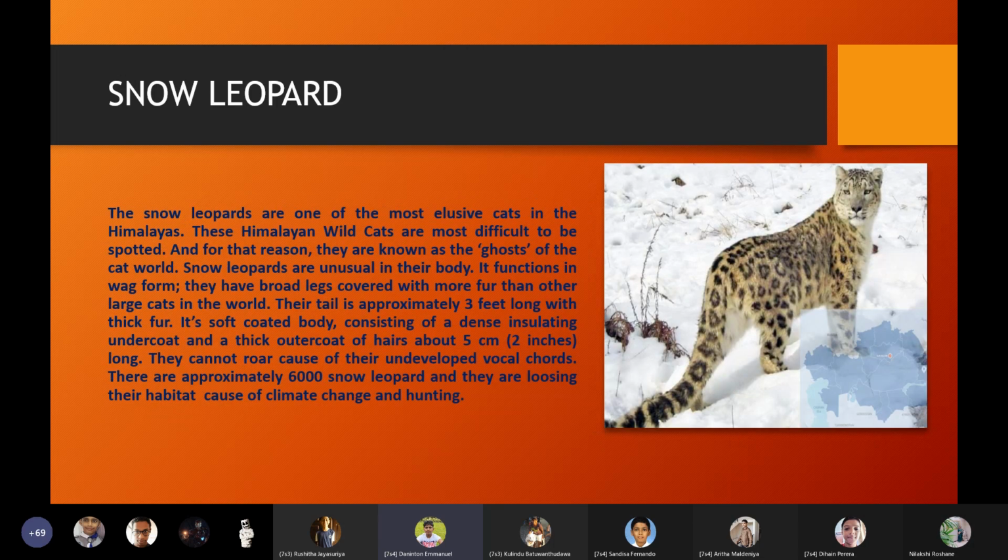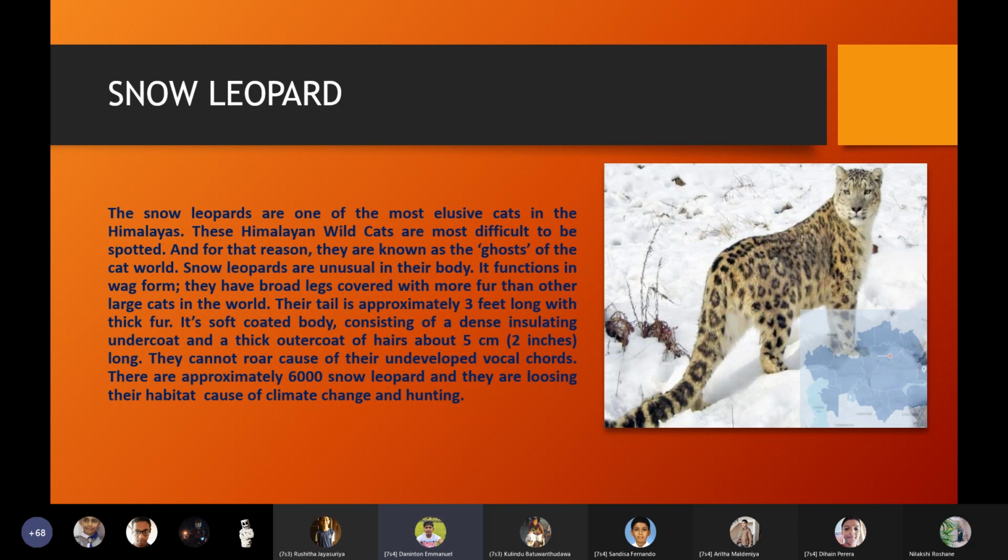The snow leopard is one of the most elusive cats in the Himalayas. These Himalayan wildcats are most difficult to spot, and for that reason, they are known as the ghost of the cat world. Snow leopards are unusual in their body. They have broad legs covered with more fur than other large cats in the world. Their tail is approximately 3 feet long with thick fur.